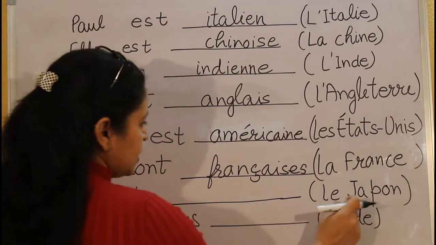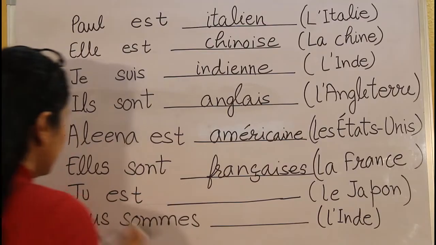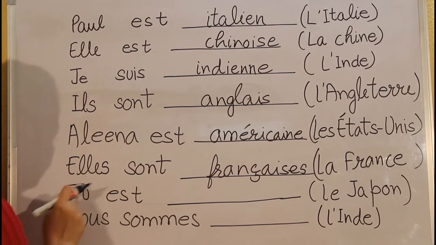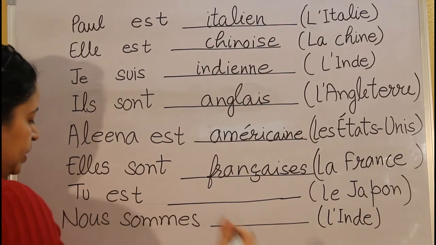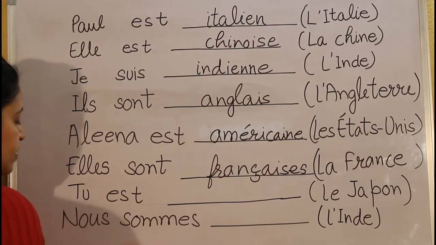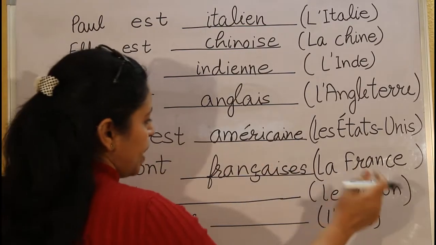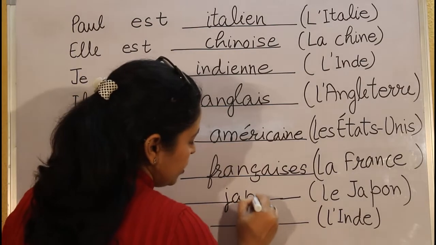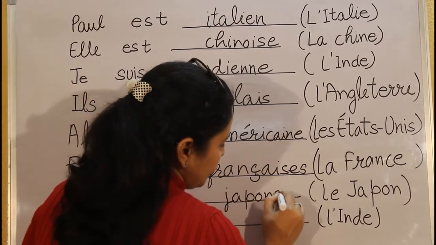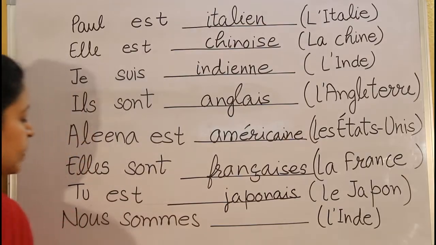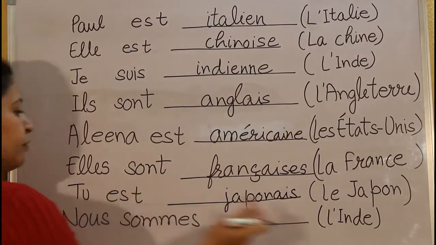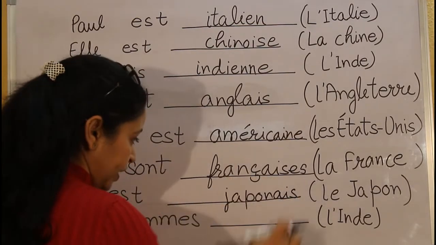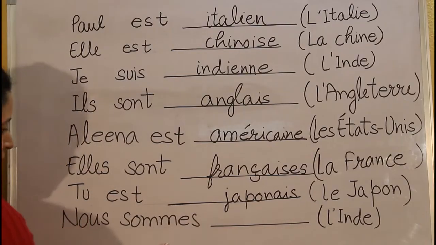The country name is Le Japon, means Japan. Tu means you. Now the second person you. Let's take, he is masculine. We are taking the masculine case. Tu es. Now Japon. Japon means Japan and the nationality is Japonais. Okay. Had the second person been a girl, we would have added one more E here. One E here. Nous sommes dash.